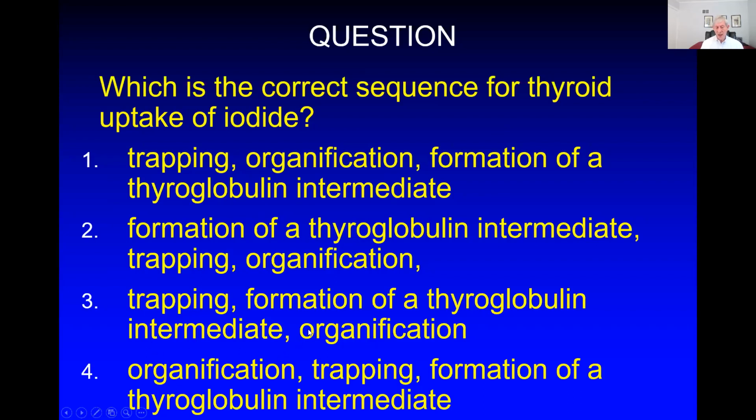Then it goes through a thyroglobulin intermediate. Intermediate alone should be a clue that that's going to be the intermediate step. And ultimately it's organified into T3 and T4. So please keep this in mind.